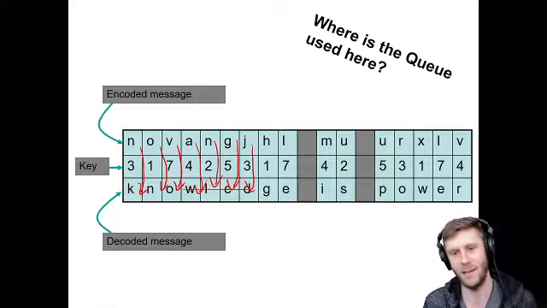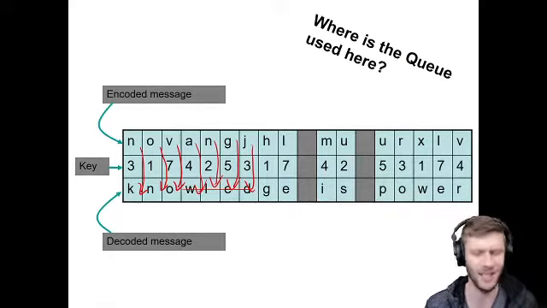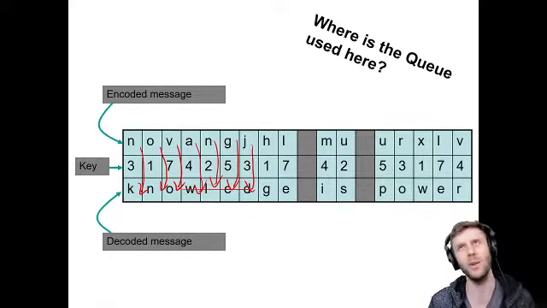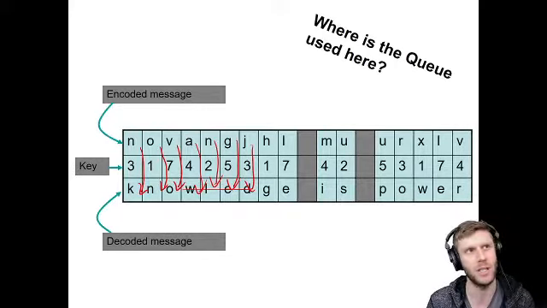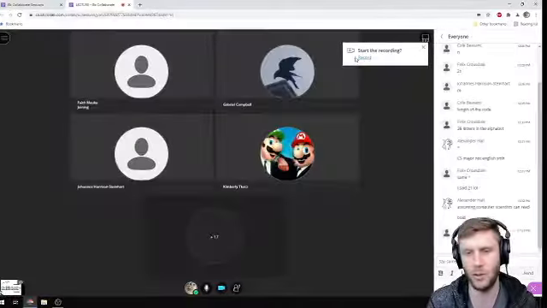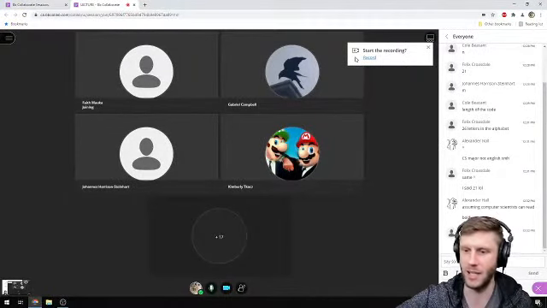So where do you think the queue is going to be used? If it's not obvious, it's fine, because this is, again, kind of a contrived example, but where can you envision a queue, the idea of the first in, first out data structure, being used here? Throw a couple things in the chat. We'll see if we get any good answers.